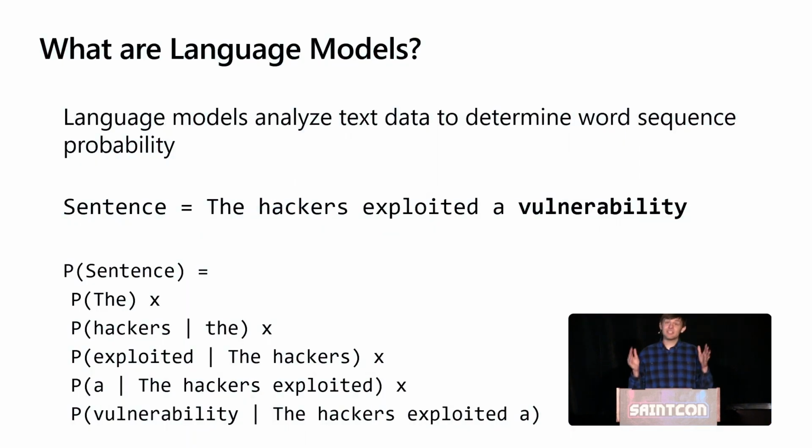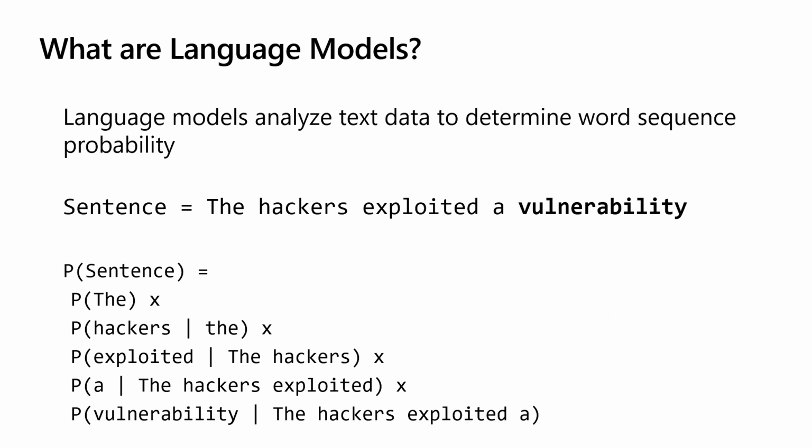Before we get to large language models, what are language models without the large? Language models analyze text data to predict word sequence probability. The very earliest language models did statistics. You would analyze a bunch of text, run some statistics on it, and say, given this word or this context, how likely is it that we're going to see this word next?